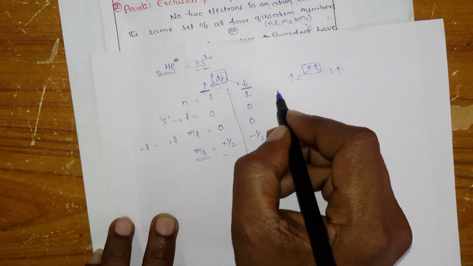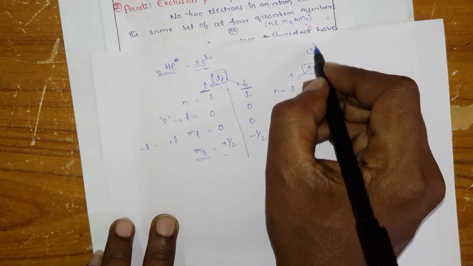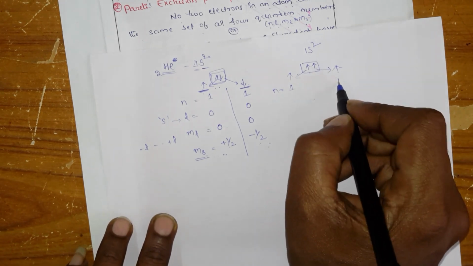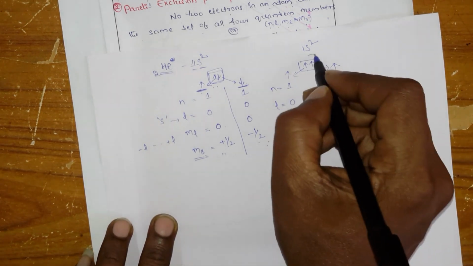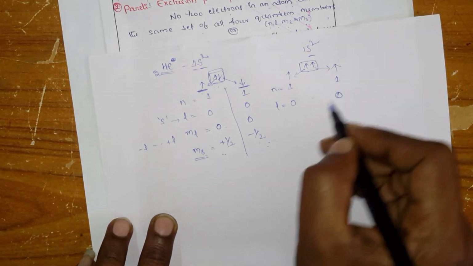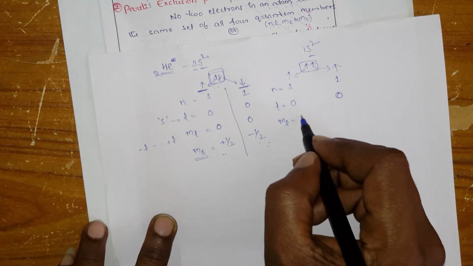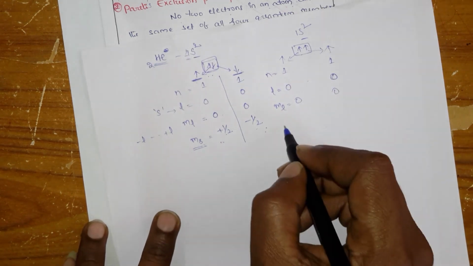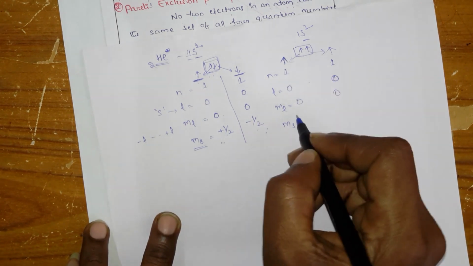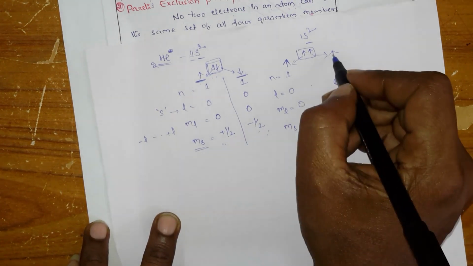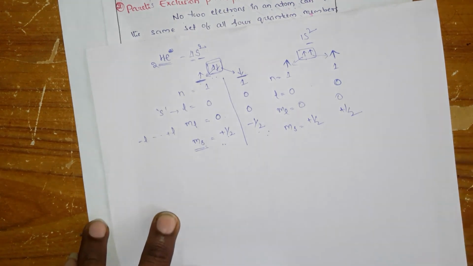And then what will happen? The n value here is 1, because here it is 1s2, and here it is also 1. The l value is 0, an s orbital, and here it is also the same. And the ml value, you know that for l value 0, the ml value is also 0. And the ms, here it is in the up direction, so you write it as plus half. This is also in the up direction, so you write it as plus half.